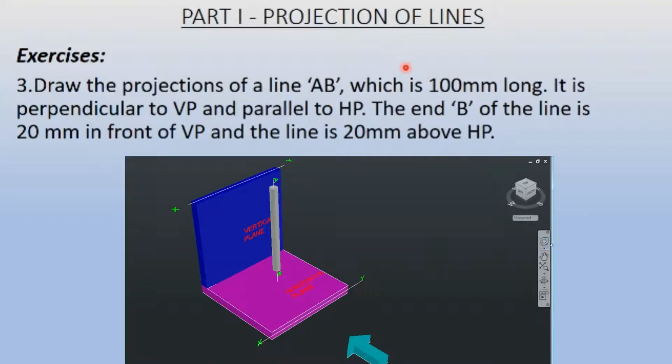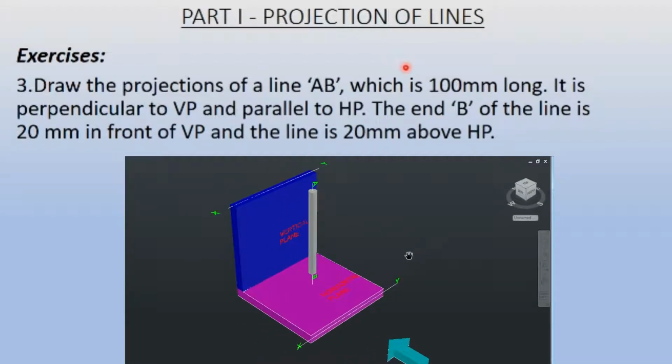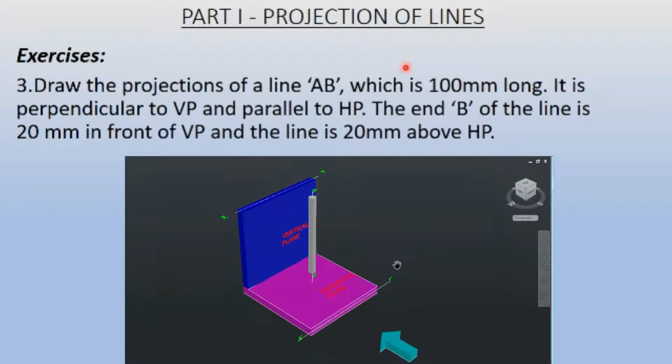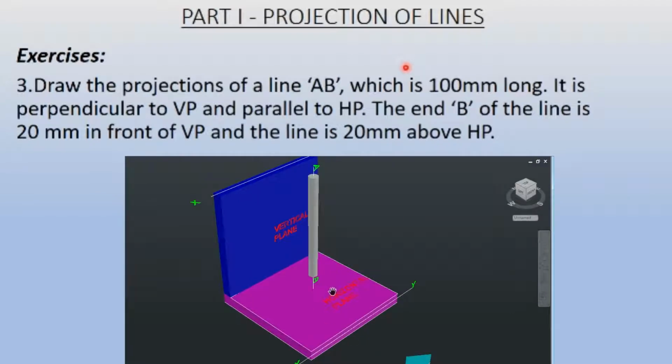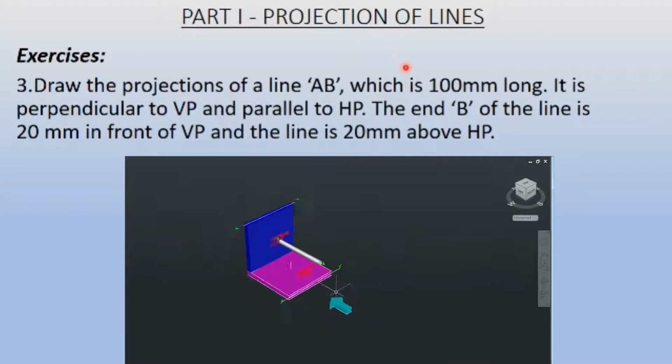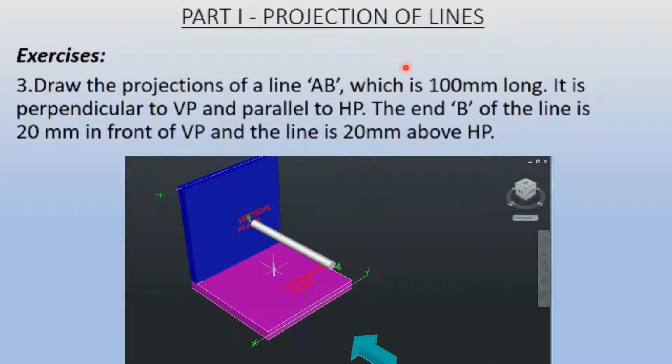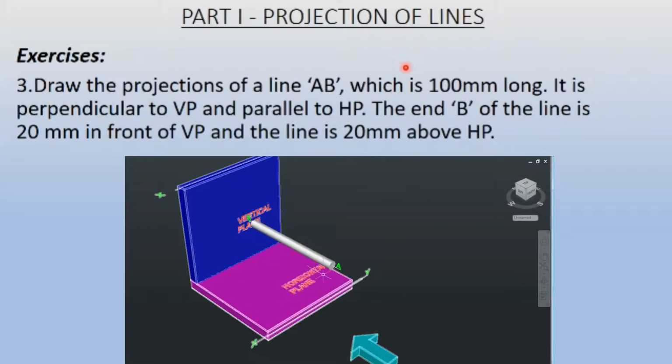Now this question is very similar to our previous question. The only difference here is that it is not perpendicular to the horizontal plane, but it is perpendicular to the vertical plane. So what do we mean by that? I will make this line AB perpendicular to the vertical plane first, then we will see the views. Now you see that I have made this line perpendicular to the vertical plane.